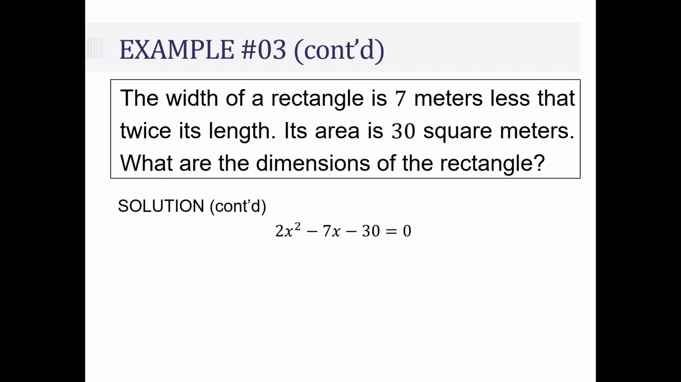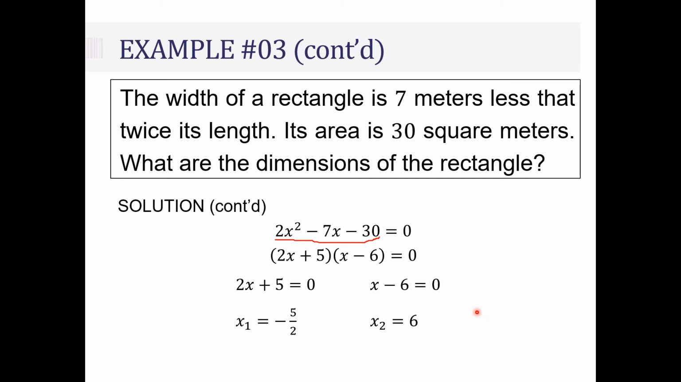Now, we will factor this. Ano ang factors nito ngayon? That is 2x plus 5 times x minus 6. Okay? This means we have two values of x. First, 2x plus 5 equals 0 or x sub 1 equals negative 5 over 2. Yung isa naman, x minus 6 is equal to 0 or x sub 2 is equal to 6.